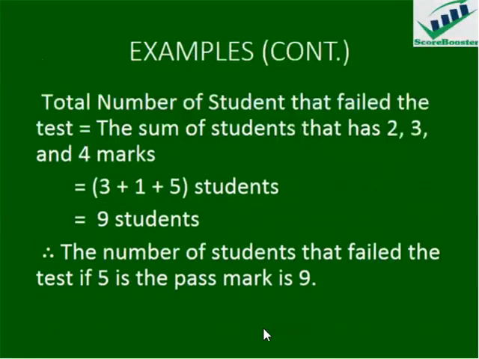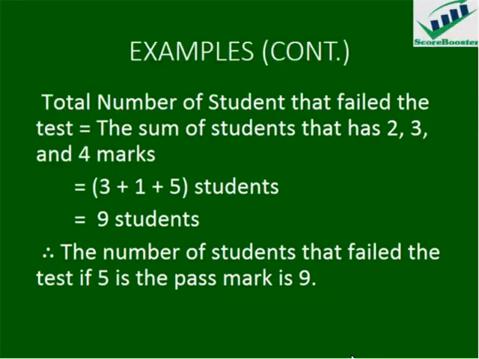So now we add it together, which is 3 plus 1 plus 5 students. So 9 students failed. If 5 is the pass mark, that means 9 students failed. Therefore, the number of students that failed the test, if 5 is the pass mark, is 9. So that solves the question. That is how to interpret a frequency table.